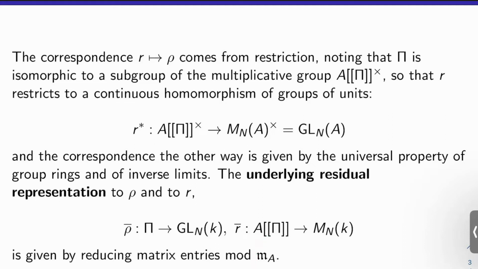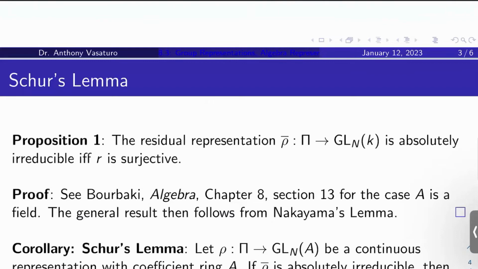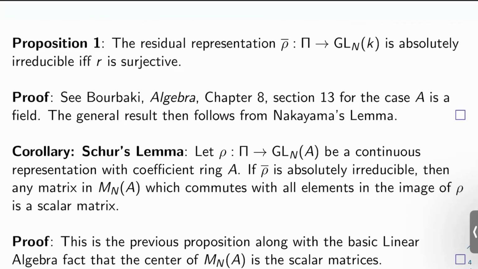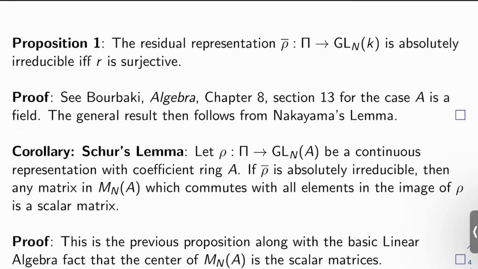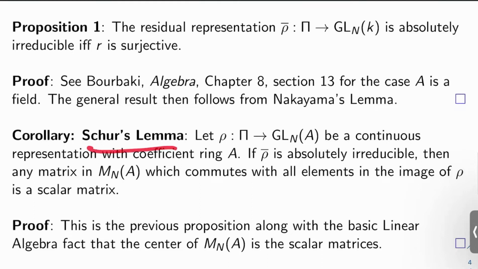Okay. So proposition 1: the residual representation rho bar from pi to GLN of K is absolutely irreducible if and only if R is surjective. So you can see Bourbaki Algebra Chapter 8, Section 13 for the case A is a field, but then you can just extend to the general case using Nakayama's lemma. Okay, why do we care? How are we going to use this? Well, we get out of this the very famous Schur's lemma that we will use multiple times throughout the chapter and that we've already used in previous chapters.